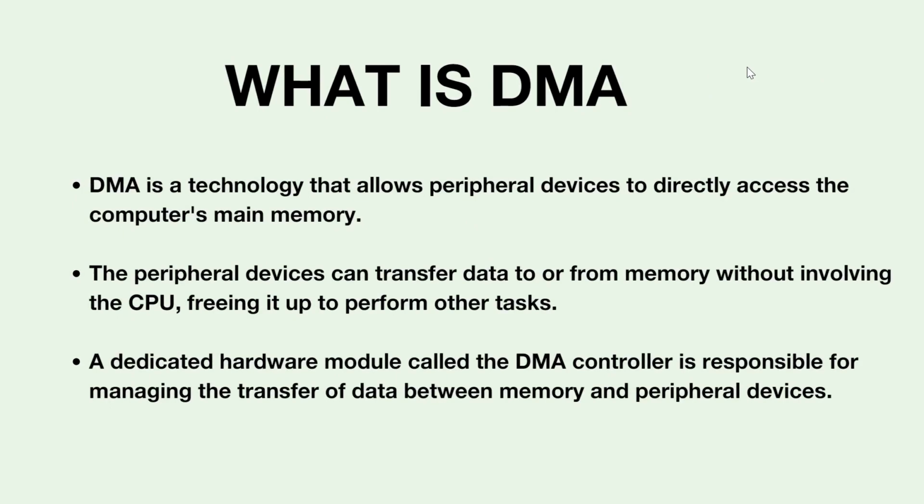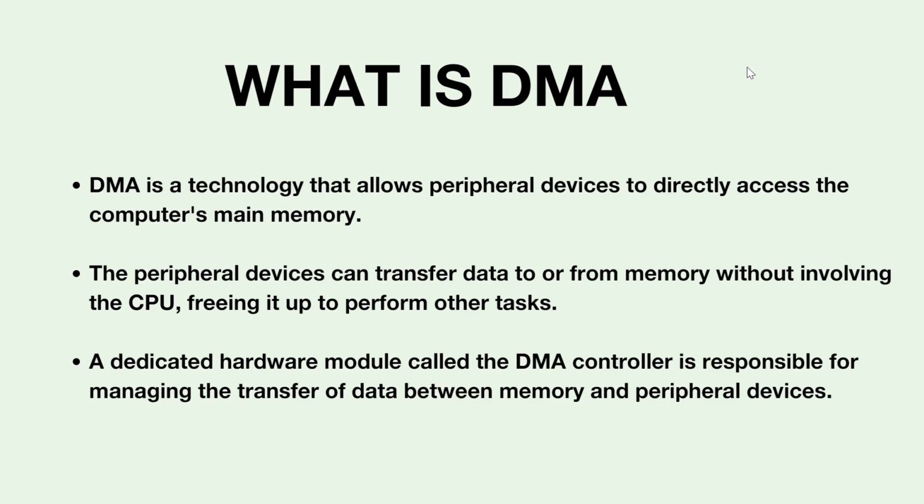DMA is a technology that allows peripheral devices to directly access the computer's main memory. The peripheral devices can transfer data to or from memory without involving the CPU, freeing it up to perform other tasks. A dedicated hardware module called the DMA controller is responsible for managing the transfer of data between memory and peripheral devices. This can significantly increase data transfer speed compared to using the CPU for data transfer, as the CPU is freed up to perform other tasks while the DMA controller handles the data transfer.